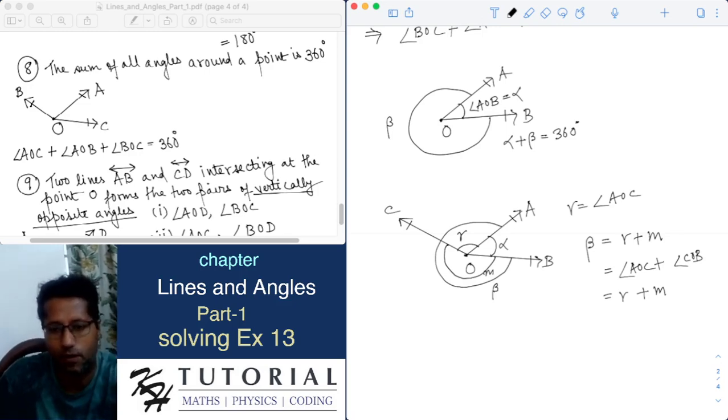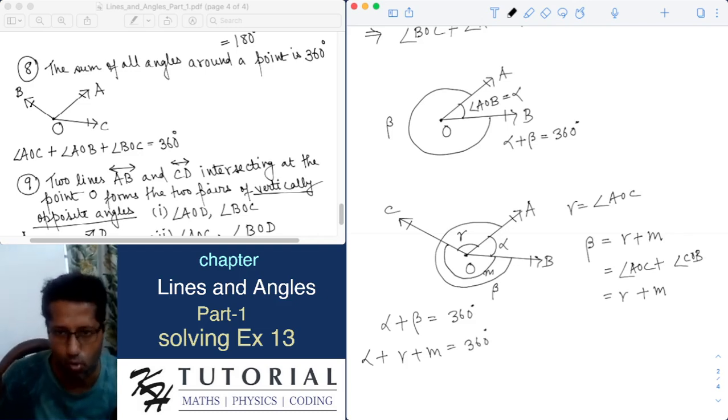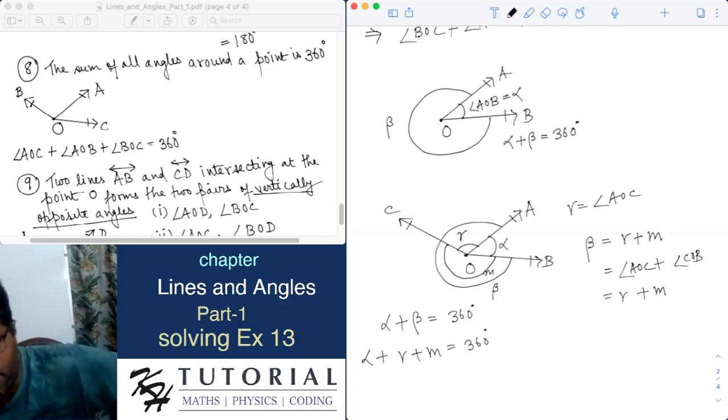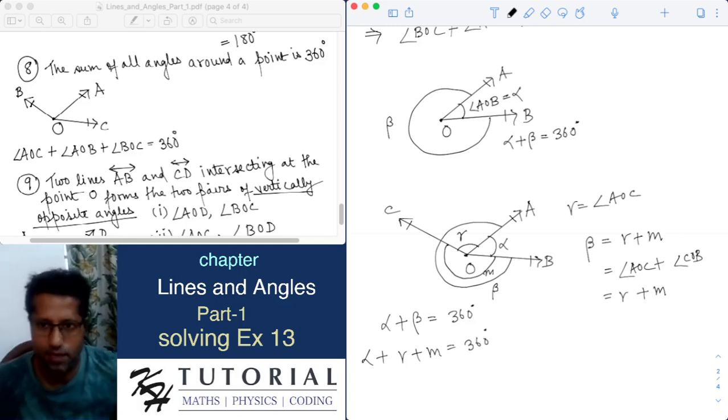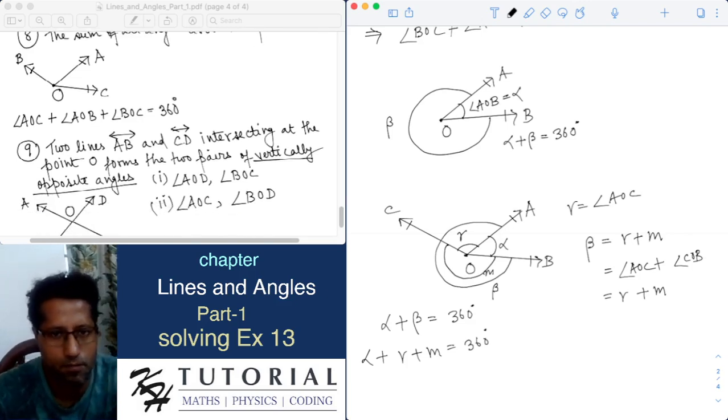So now we have, earlier we had alpha plus beta equals 360 degrees. Now we divided by adding another ray OC. We divided the angle beta into two angles, that is gamma plus M. This equals 360 degrees. So if we add more rays at the point O, it will create more angles, and the sum of all those angles will be 360 degrees. So this is all about the properties of angles.